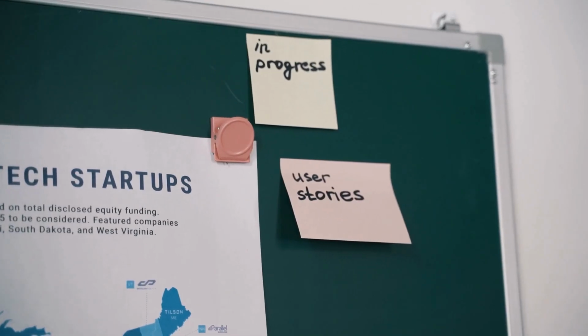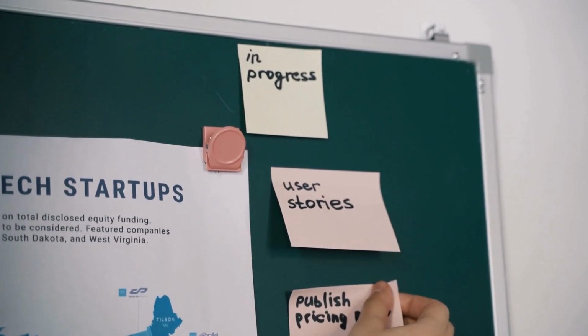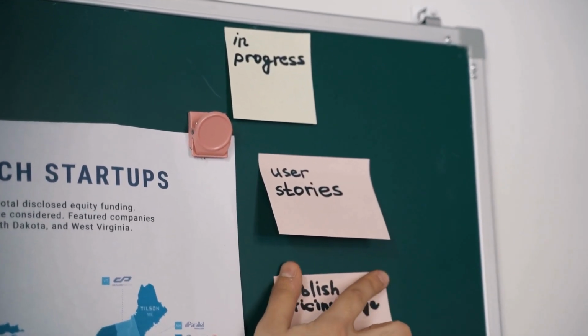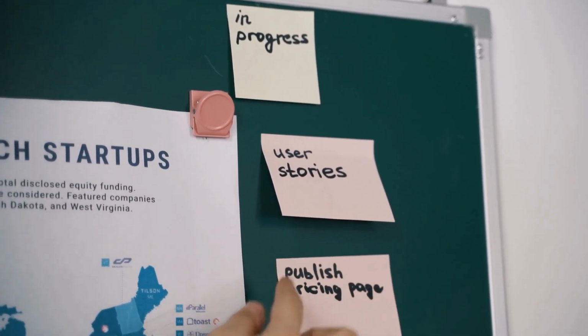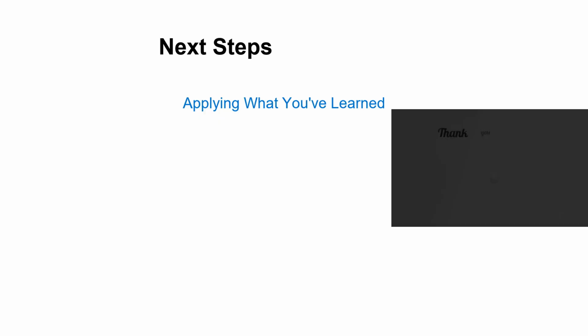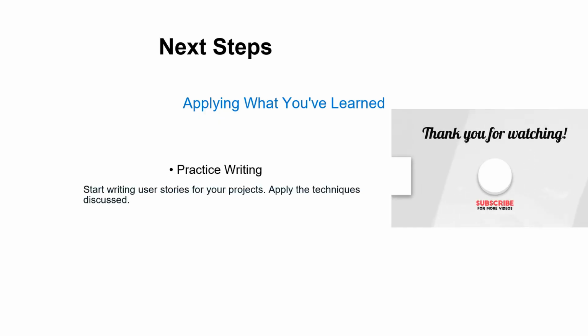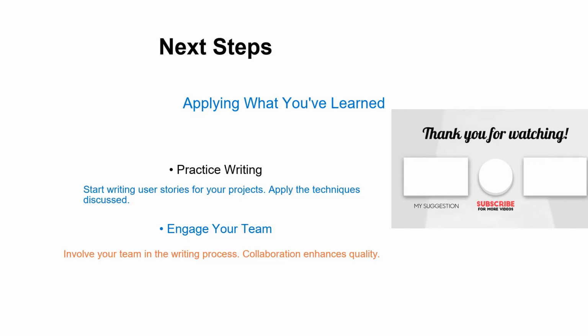In conclusion, writing effective user stories is crucial for Agile project success. Remember to keep the user in focus and continuously improve your stories. As we wrap up, practice writing user stories for your projects. Engage your team in the process, as collaboration enhances the quality of your user stories.